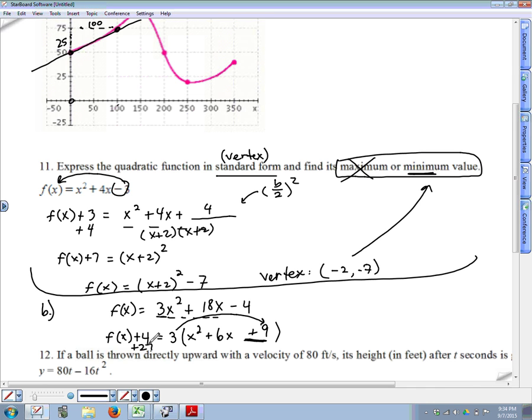That makes it 31. So we've got f of x plus 31 equals 3 times the quantity. And then this expression right here, x squared plus 6x plus 9, factors into x plus 3 squared. Now you can move the 31 back over by subtracting. So a little bit more to keep track of in that sort of a problem.